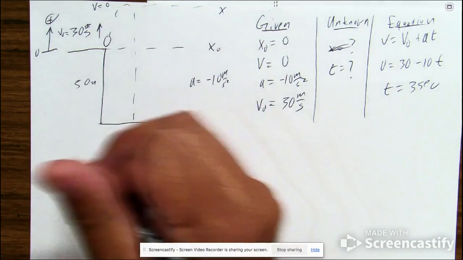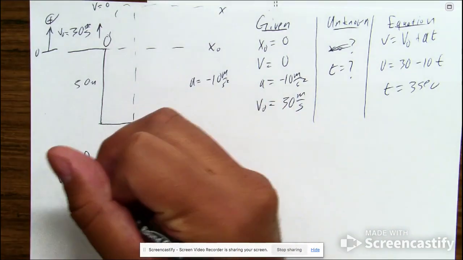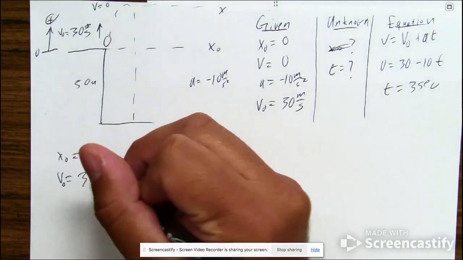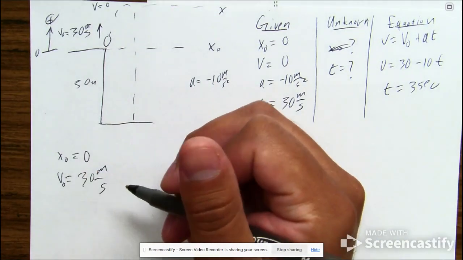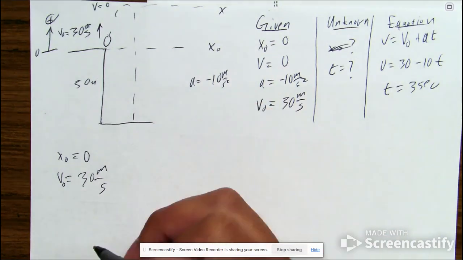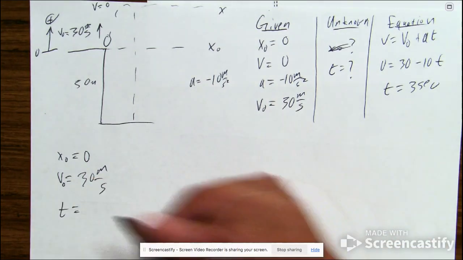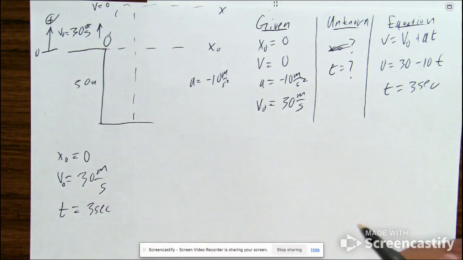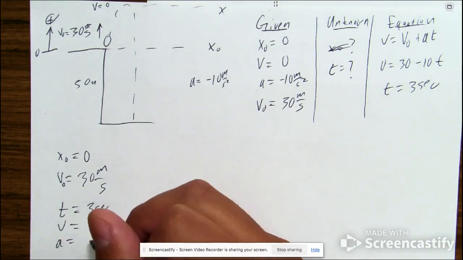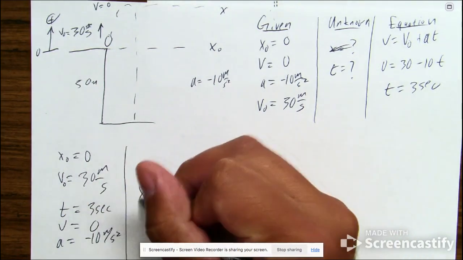So now my initial position is 0. My initial velocity is 30 meters per second. I don't know my final position. I know my time this time now is 3 seconds. And I know that my final velocity is 0. And I know my acceleration is -10 meters per second squared. Okay. My unknown is that final x.